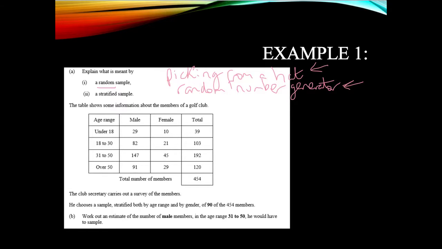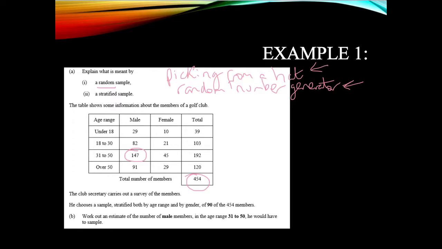In the second part of the question, it says that the club secretary carries out a survey of members. He chooses a sample stratified by age and by gender of 90 of the 455 members. Okay, the question actually says work out an estimate of the number of male members in the range 31 to 50 you would like as a sample. Okay, so what we're going to do is look at that. We've currently got 147 people, male members, between 31 and 50, out of a total of 454.